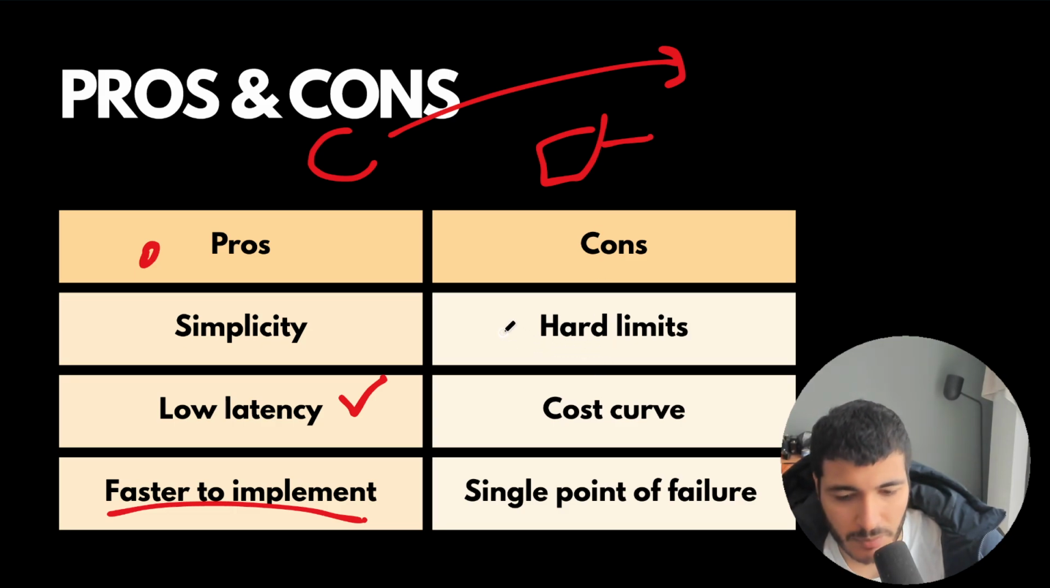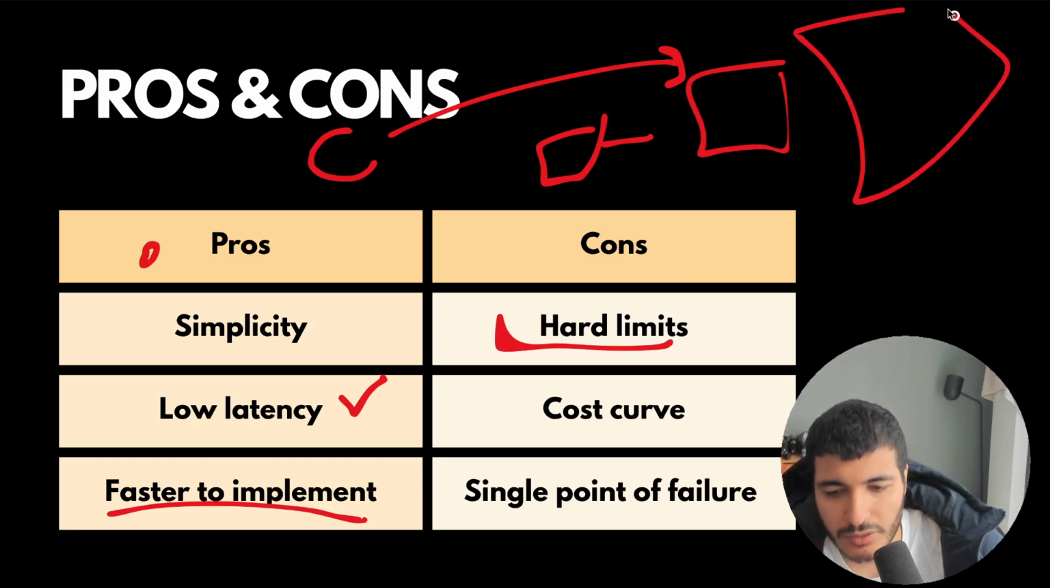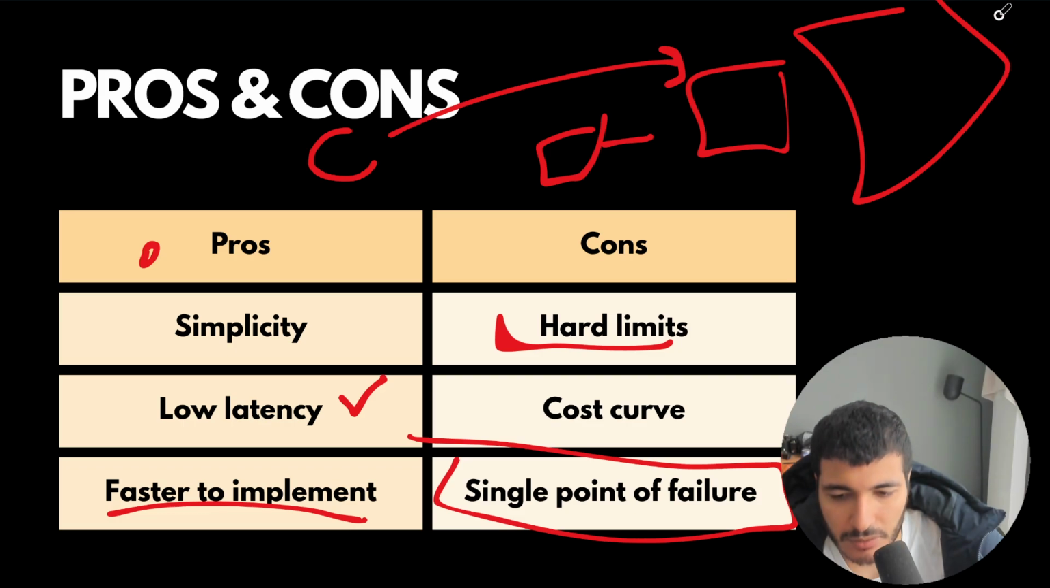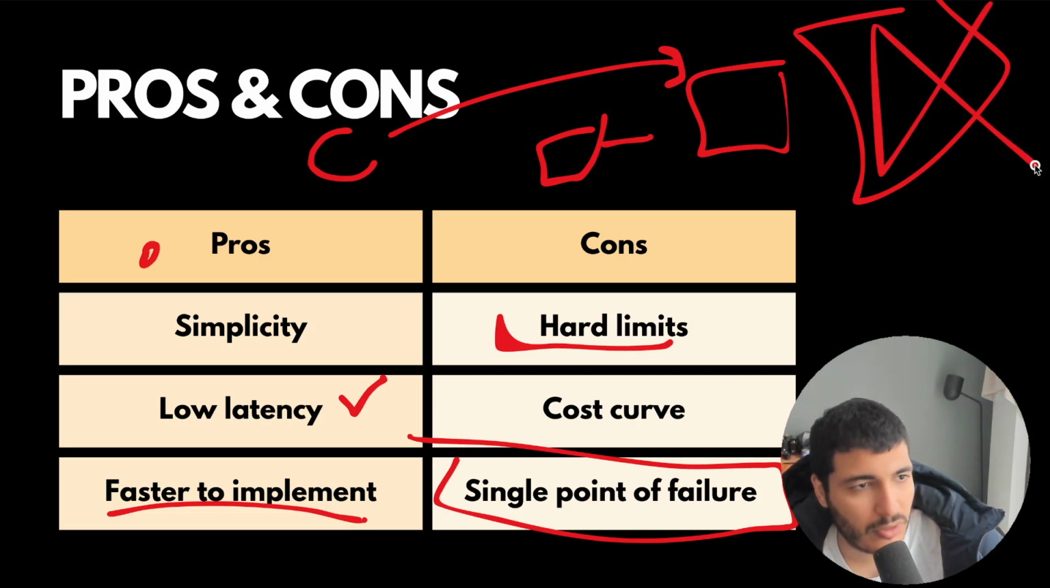Okay, what are the problems? First, we have hard limits. There are physical limits, so you cannot upgrade your system endlessly. Also, you have what we call a single point of failure. It means that if your system relies on one server and this server goes off, your entire system is not accessible at all. And also there is a cost curve. Since you are upgrading your machine, a bigger machine will cost a lot more.